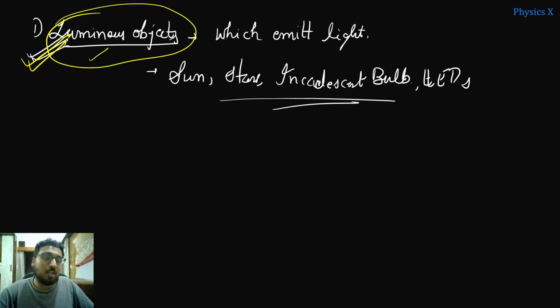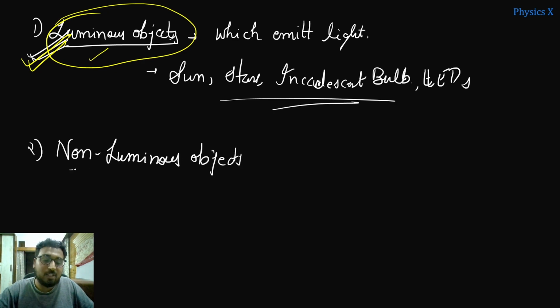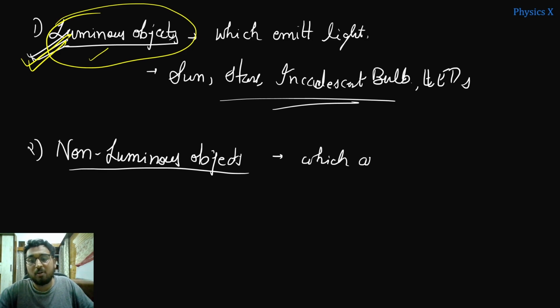So what is the second type of object? That is non-luminous. So what is a non-luminous object? Non-luminous objects are those which are not emitting any light. Not emitting light. So what are these?